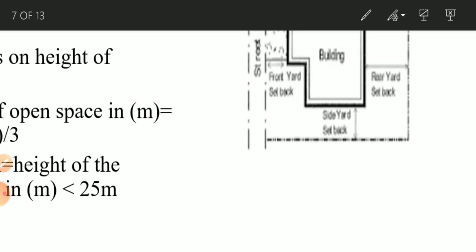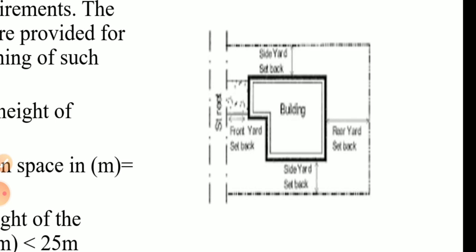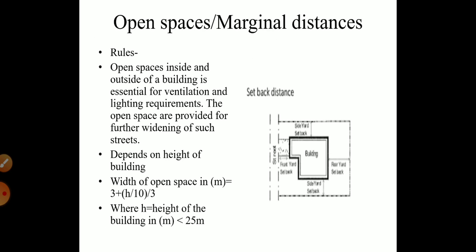You can see here this is a building. Side yard, rear yard, front yard. Rear yard means the back side of the plot or back side of the building. Okay. So there are lots of open spaces or marginal distances. In residential building there is front open space, rear open space, side open space, interior open space. In interior open space there is an interior courtyard, ventilation shaft and outer courtyard.